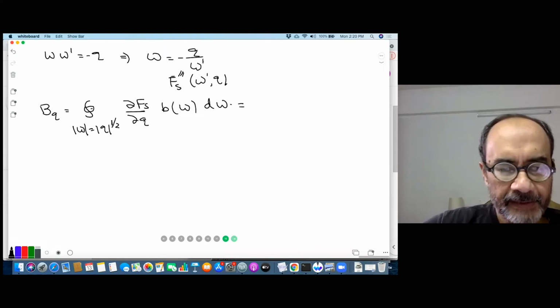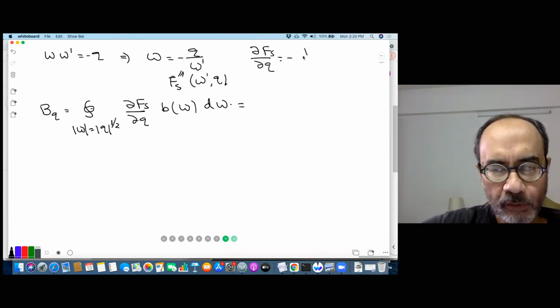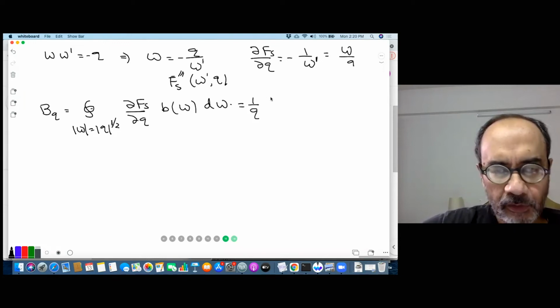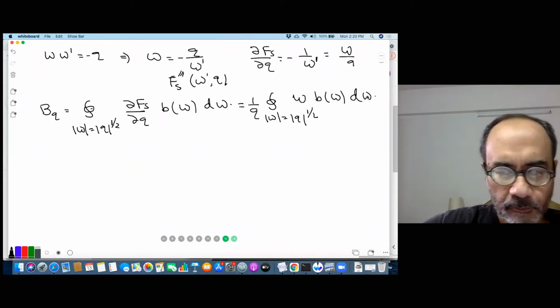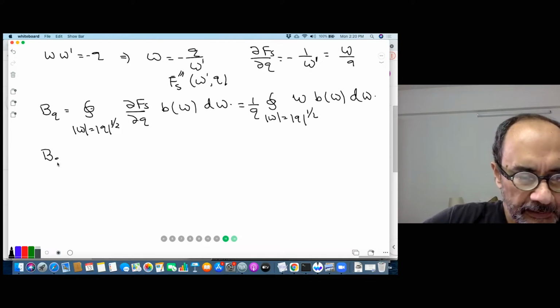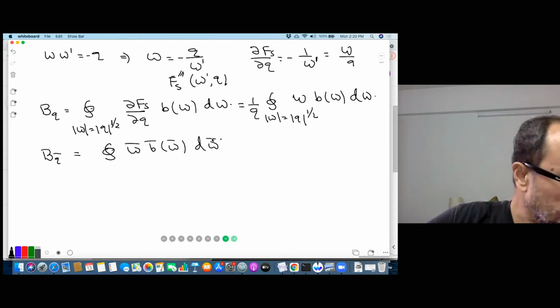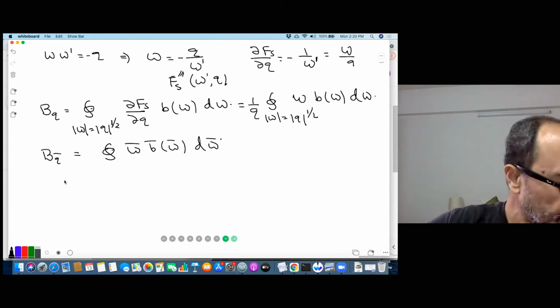So del Fs del Q is minus 1 over W prime, which is W by Q. So this is 1 over Q, integral mod W equal to mod Q to the half, W BW dW. And similarly, BQ bar is the integral of W bar, B bar W bar, dW bar. Okay, so this gives the explicit expression for BQ and BQ bar.